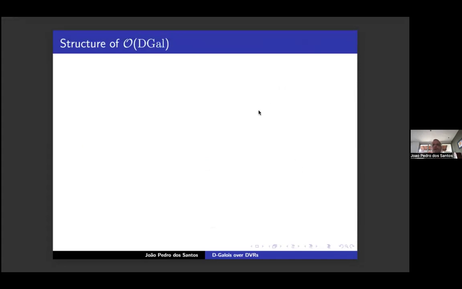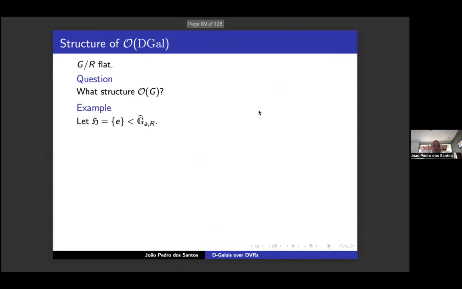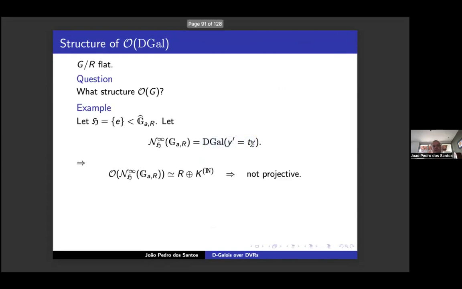Okay, so now I move on to the structure of the Galois group, and I want to know what this guy is. So again, my simple example is this one. It's the differential Galois group of this differential equation. And the conclusion is that as a module, remember that the ring of functions here was polynomials with coefficients in k, such that the constant coefficient belongs to R.